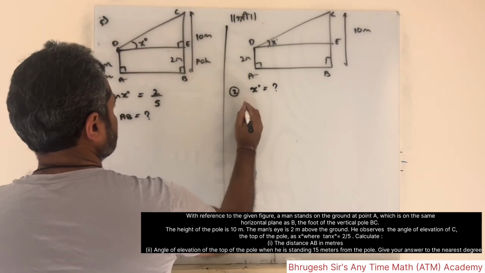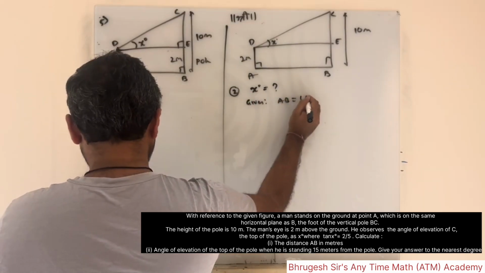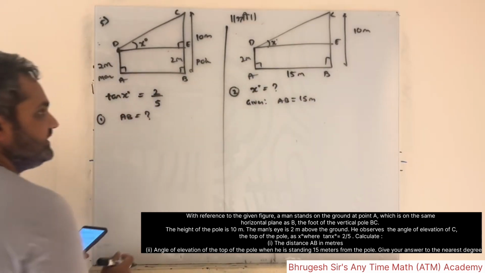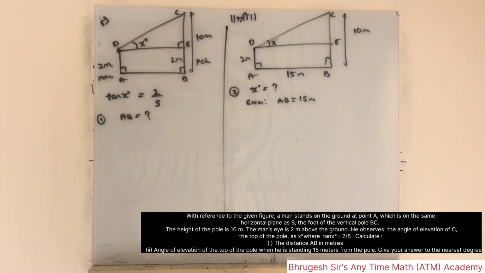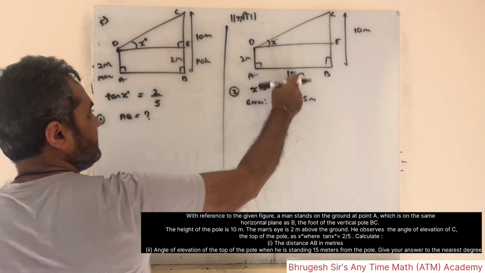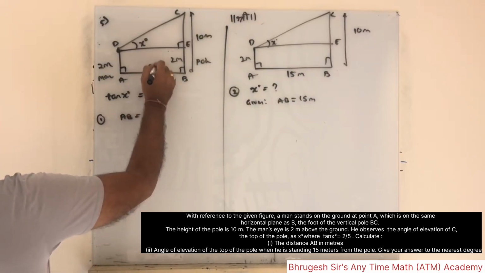In the second case, given AB is 15 meters. Let us start by solving. So in this case, the value of tan of x is given, we have to find AB. In this case, the value of AB is given, we have to find angle x. Okay? So suppose let us name it A.